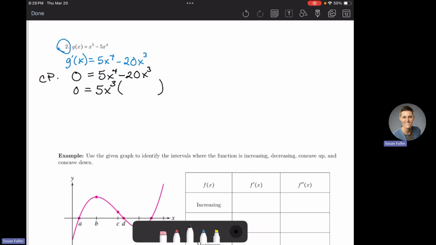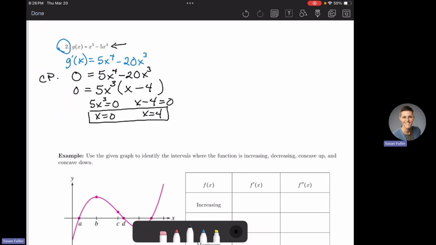So I'm going to take that out of everything, and I'm going to get x minus 4. All right, so now I'm going to set each factor equal to 0. So either 5x to the third is 0, or x minus 4 is equal to 0. So x equals 0 and x equals 4 are my critical points. And both of those are in the domain of my original function because no domain rules apply. So I know I have 2 critical points.